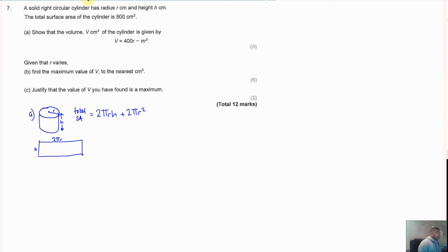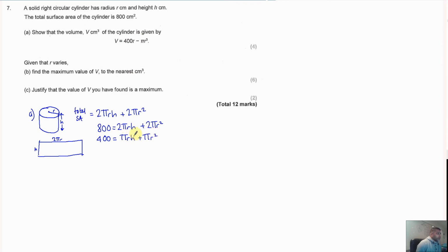What we know from this is that the total surface area is equal to 800. So 800 equals 2 pi rh plus 2 pi r squared. To make things easier, they're all even, so let's half everything. You can already see we're starting to get to that. So 400 equals pi rh plus pi r squared.